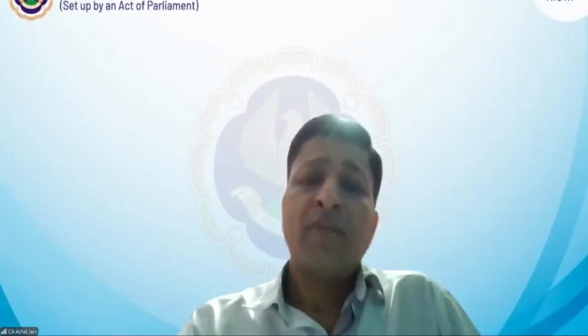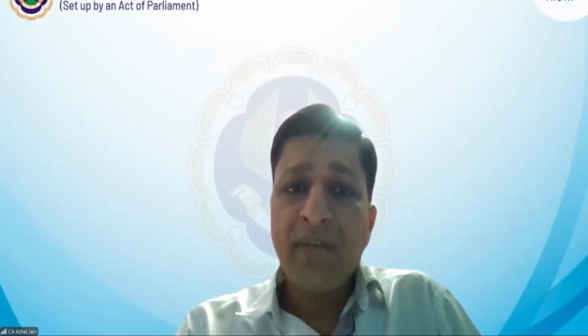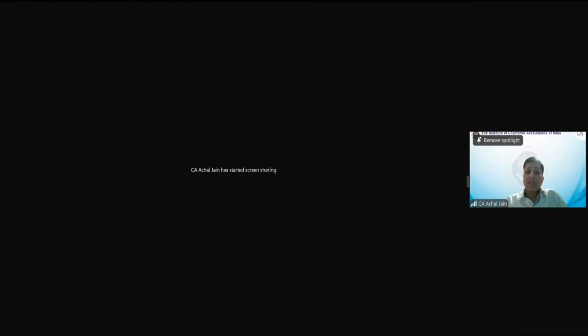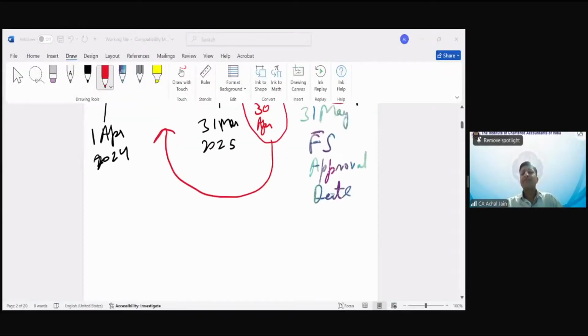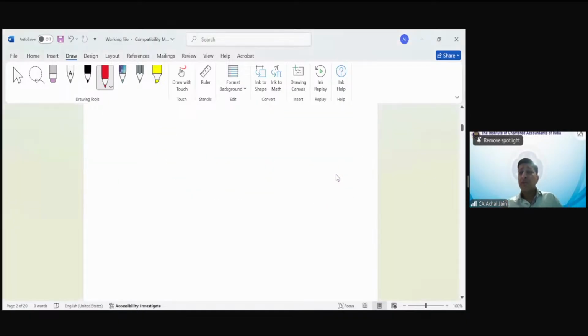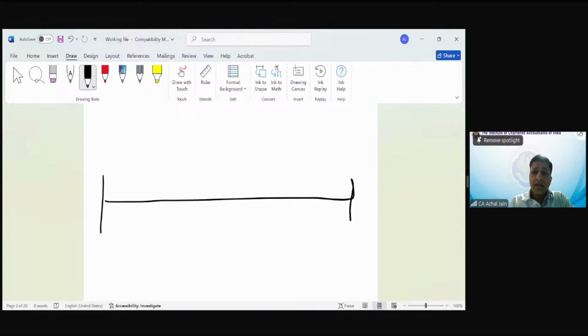Why? Because if you call this a non-adjusting event, that means you have considered this to be within the purview of AS4. But that is incorrect. So this event is not covered within the purview of AS4. So this is 30th June X1.